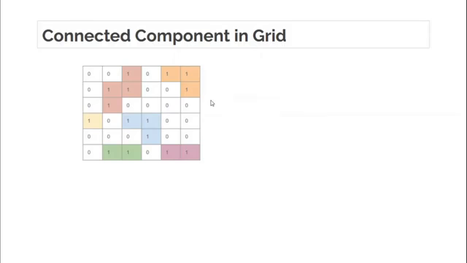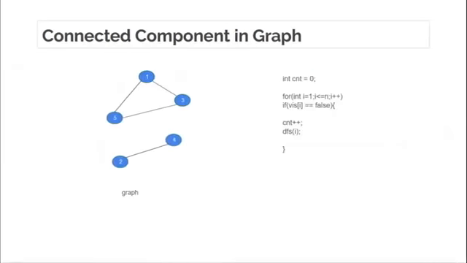So we'll see how we'll apply DFS and count the total number of connected components. This is very similar to what we did in graph algorithms where we applied DFS and counted connected components on a graph. If we have to count connected components on a graph, what you will do is simply initialize count to be 0, and from 1 to n for each node you will see whether that node is visited or not, and then you'll make a DFS call to that node and also increment the connected component count.